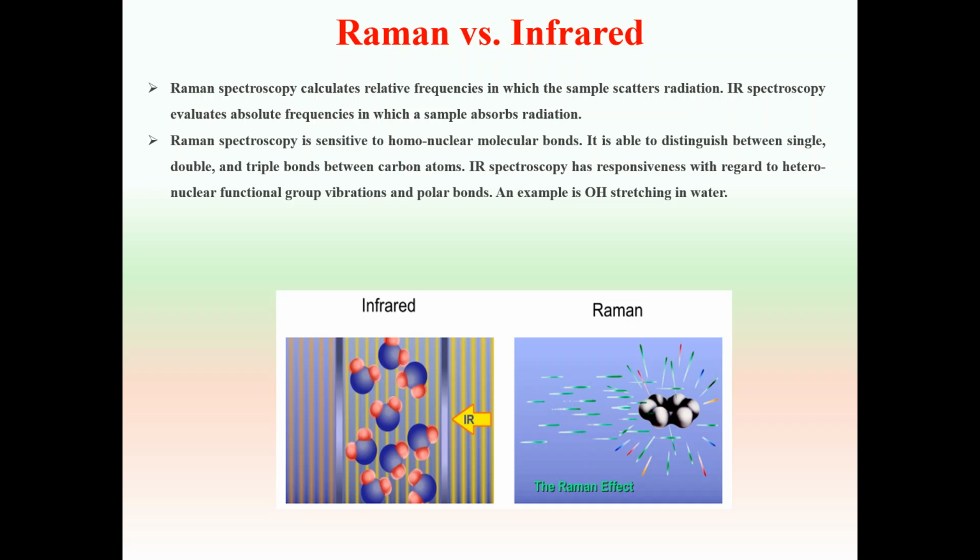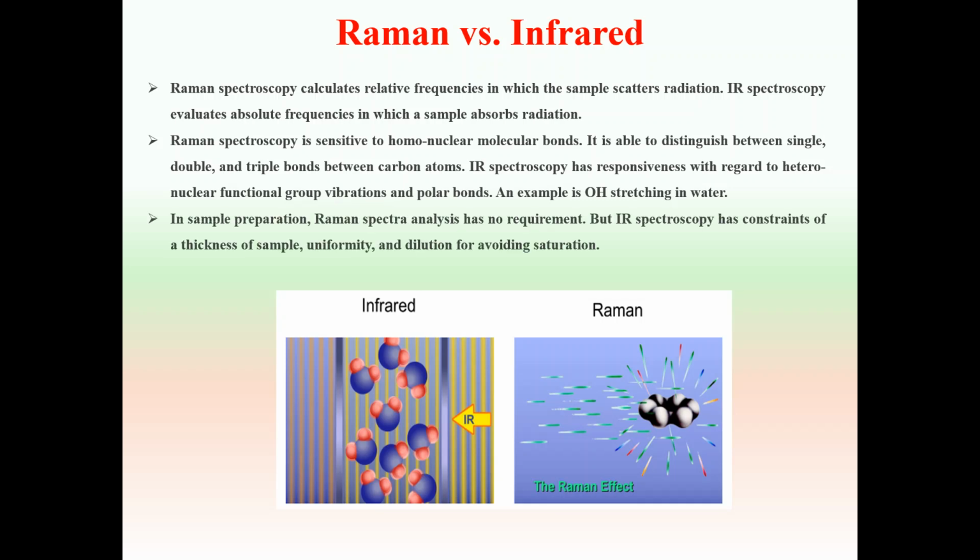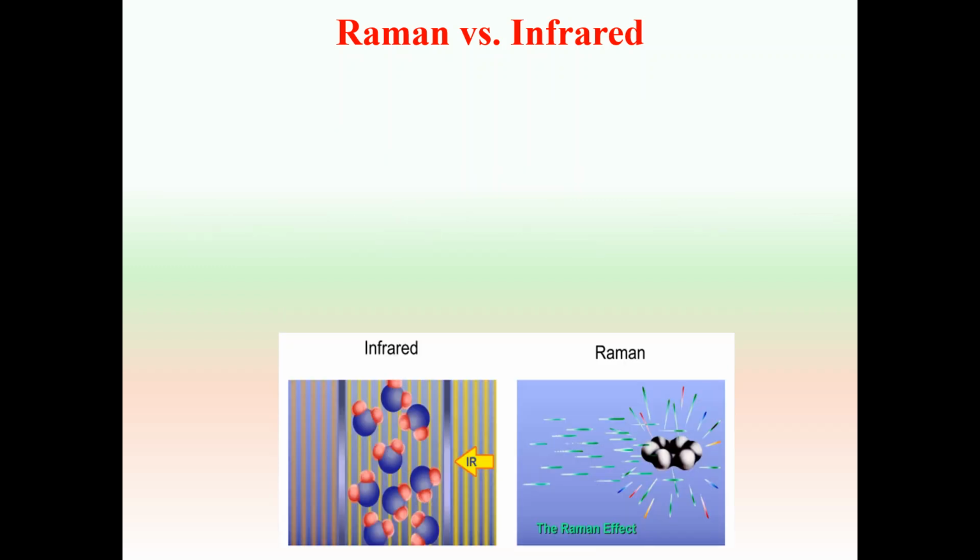Unlike that, IR spectroscopy has responsiveness with regard to heteronuclear functional group vibrations and polar bonds. An example is OH stretching in water. In sample preparation, Raman spectra analysis has no requirement, but IR spectroscopy has constraints on the thickness of the sample, uniformity, and dilution for avoiding saturation.